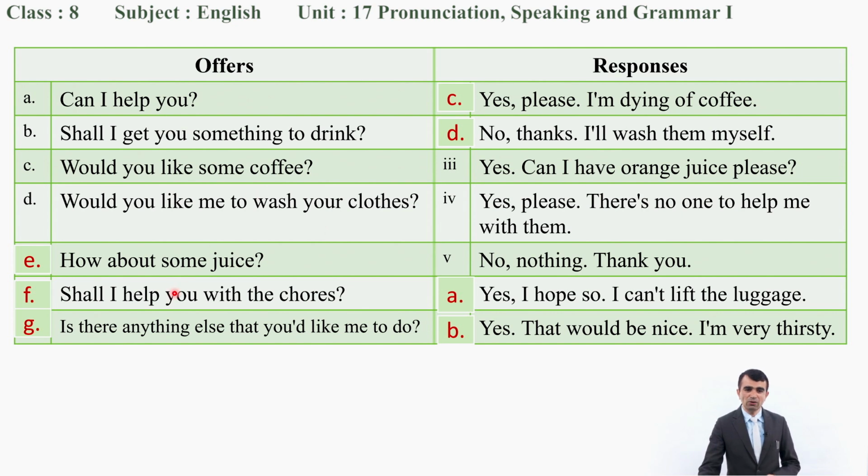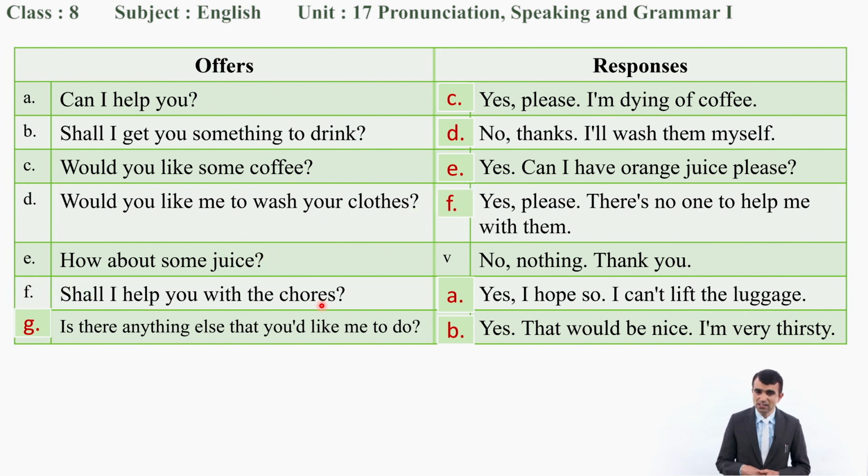Next, E. How about some juice? Offering juice. And the response is, yes, can I have orange juice, please? That is the response. Now, 2 more. F. Shall I help you with the chores? The response is, okay, yes, please. There is no one to help me with them.